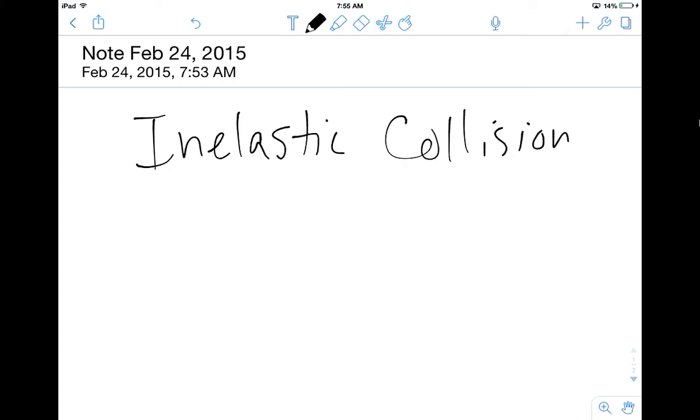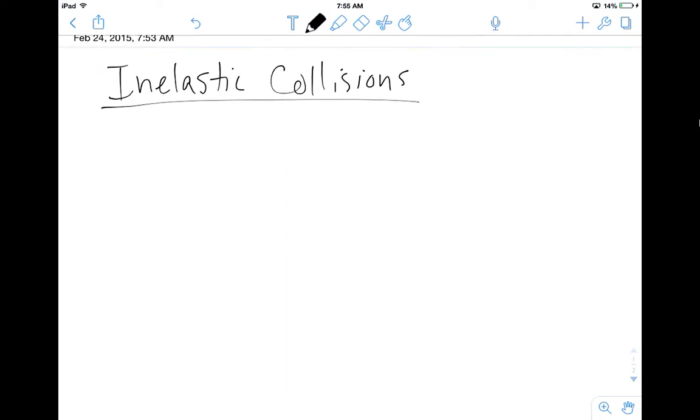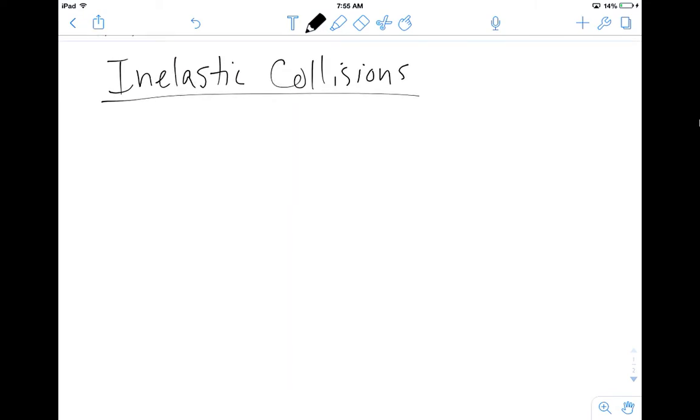Okay, guys, this video is going to be over something that we call inelastic collisions. So we saw a couple examples of inelastic collisions when we did our original collisions lab. But today I want to talk about how we can do some calculations using inelastic collisions.